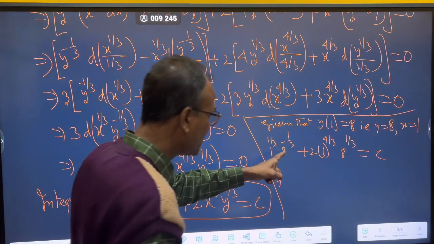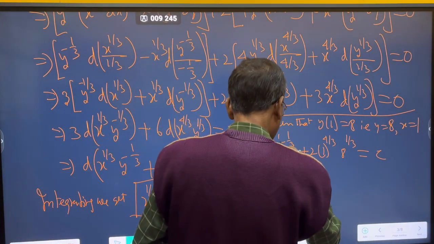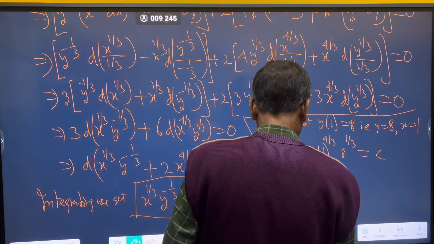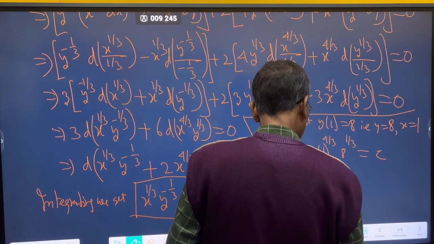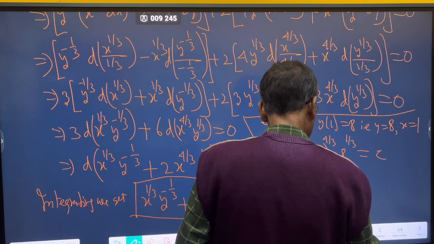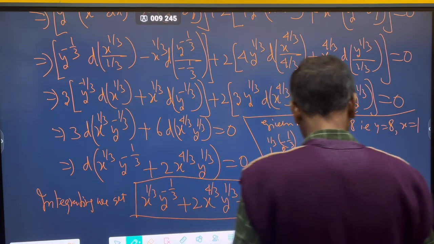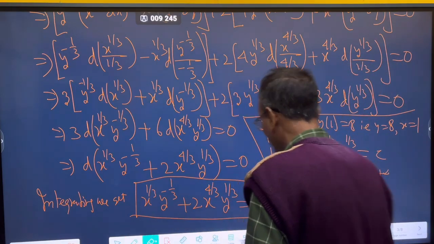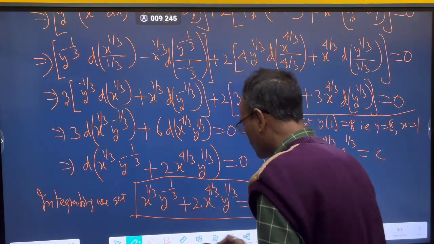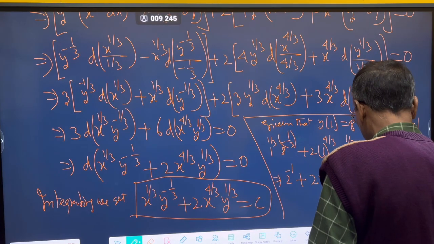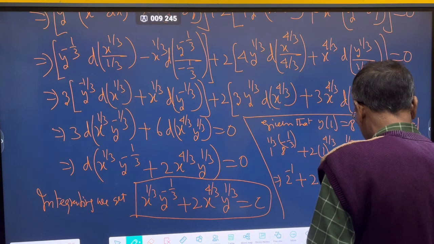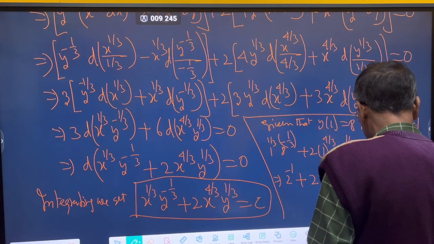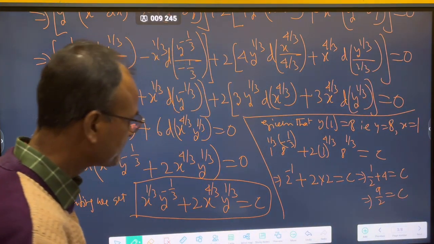This means 8 to the power minus 1 by 3 means 2 cube to the power minus 1 by 3, that is 2 to the power minus 1, plus 2 into 2 equal to C. This means 1 by 2 plus 4 equal to C. This means 9 by 2 equal to C.